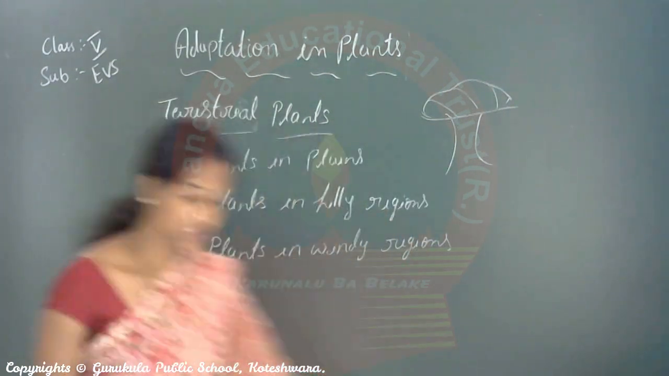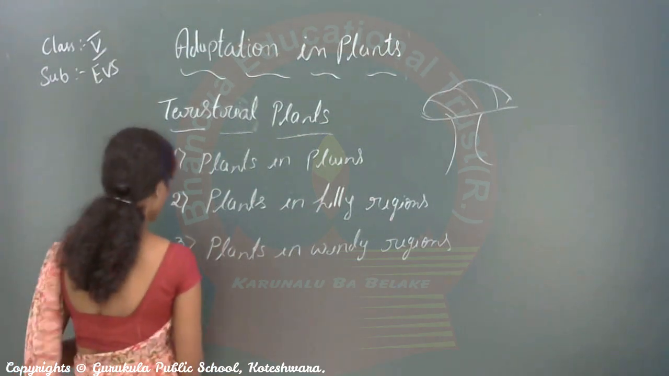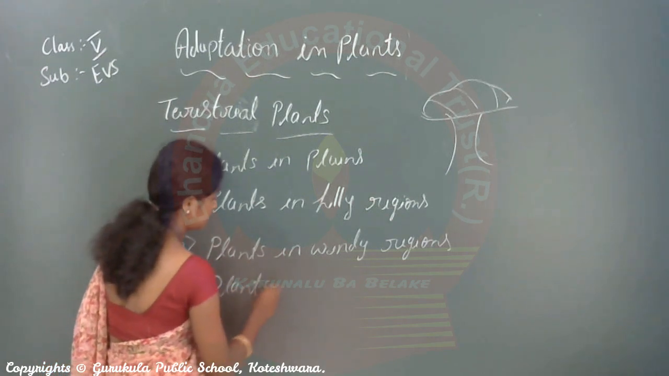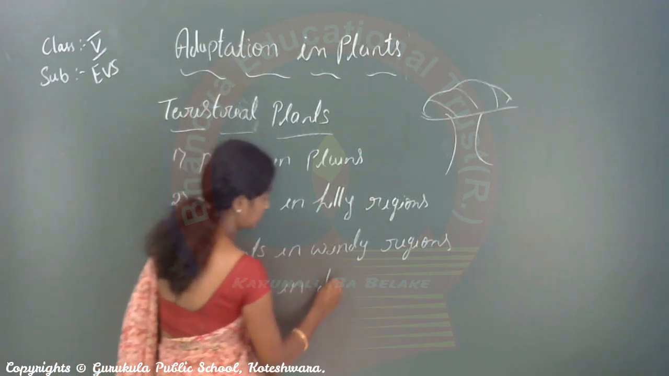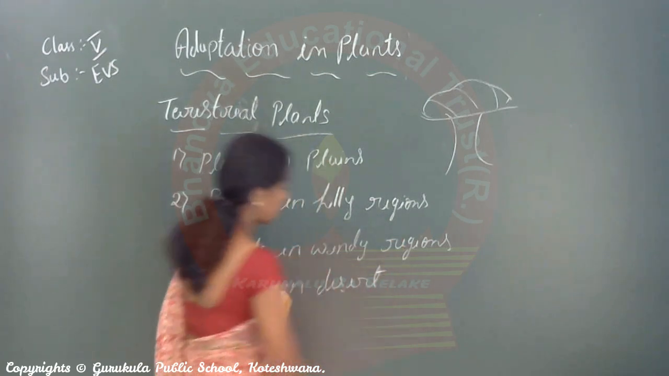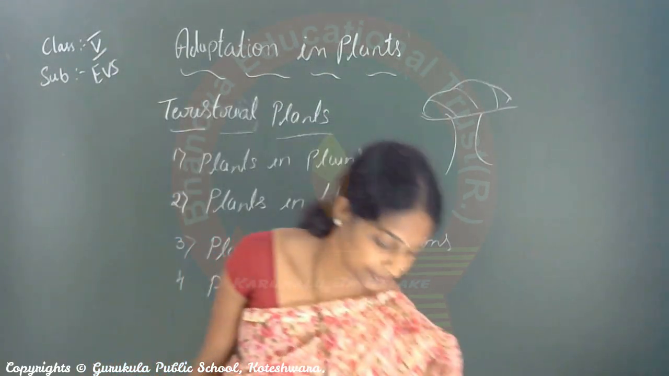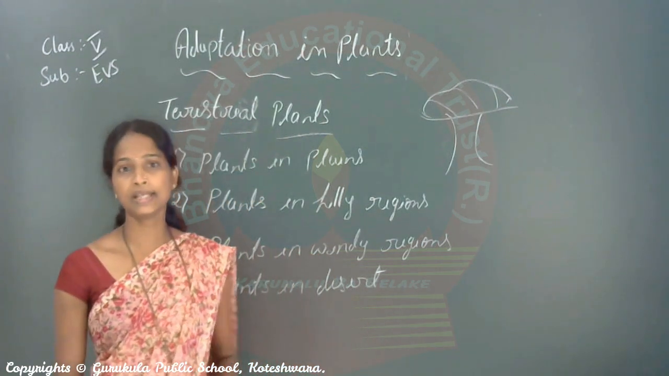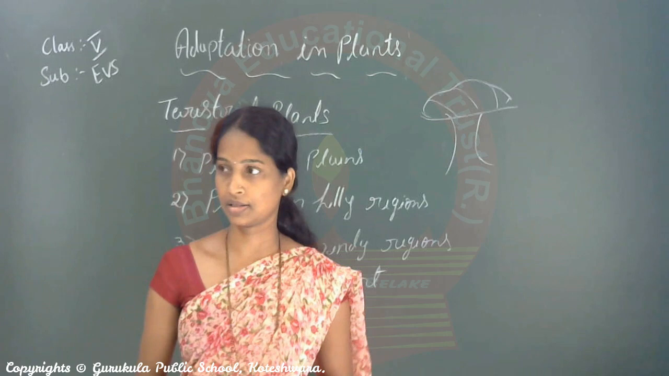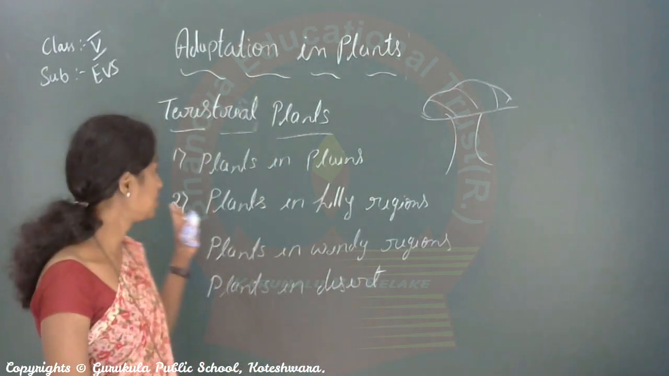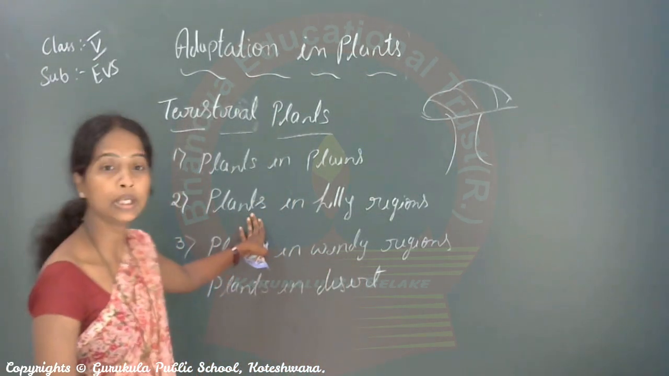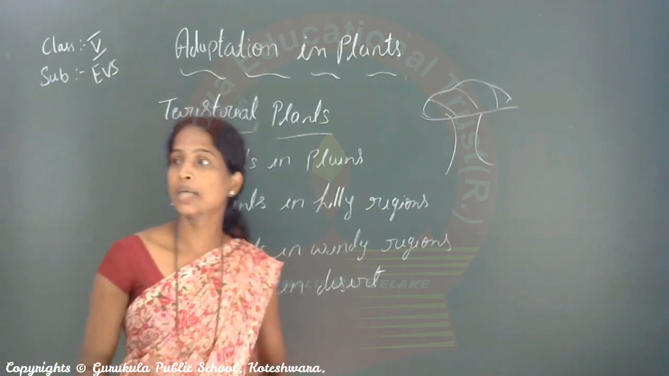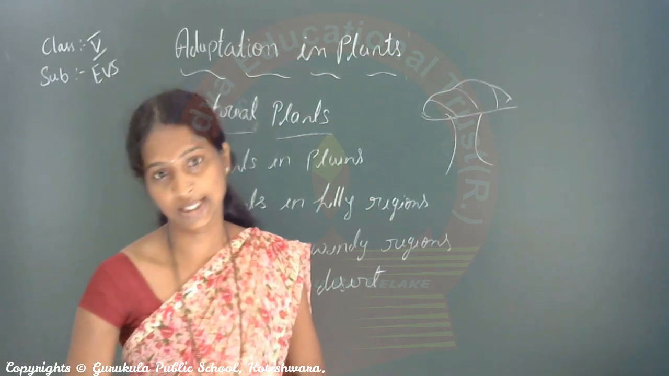And the fourth one is plants in desert. We know that different terrestrial plants live in different areas. Some plants grow in plains, some grow in hilly areas, some grow in windy regions. So, some plants grow in desert.